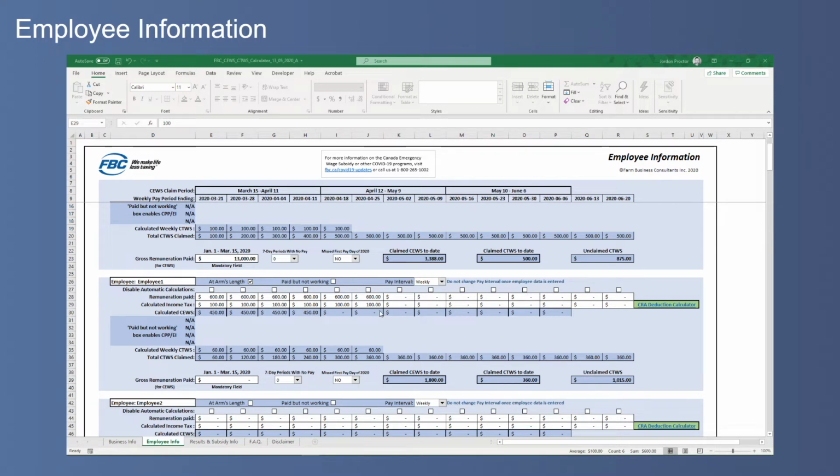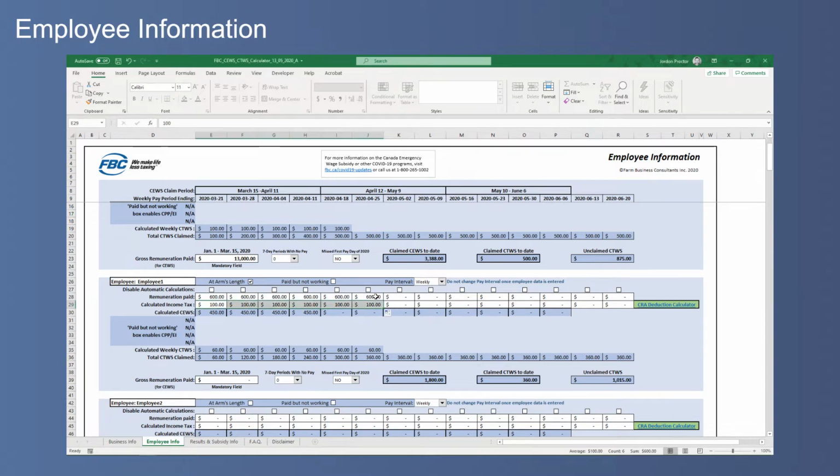That's because the CRA has a rule. The rule states that you can't miss 14 days consecutively in one of these periods here. So March 15th to April 11th, April 12th to May 9th, and May 10th to June 6th. If you miss 14 days consecutively in any of those periods, you're disqualified from the CEWS just for that period.